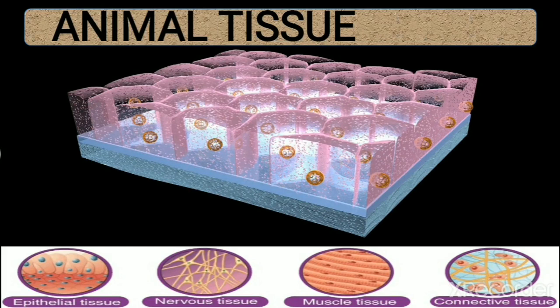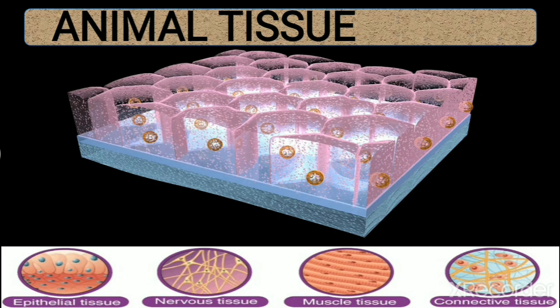Welcome back to your biology online session with the new chapter number 2, animal tissue. In the previous chapter, you all have learned about the different types of plant tissues. Now this is the time for animal tissues. Now we are going to discuss our own tissues. What are the different types of tissues present in our body?